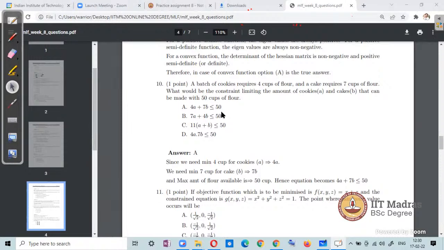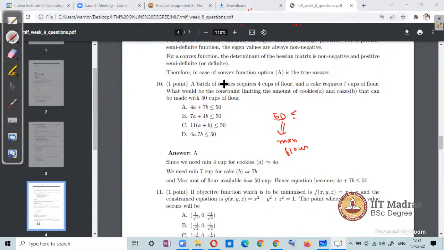I don't think the question is confusing. A batch of cookies requires 4 cups of flour, and that can be made with 50 cups of flour. The flour quantity is limited. We have a max of 50 cups of flour, so whatever flour we use should be less than or equal to 50 cups.